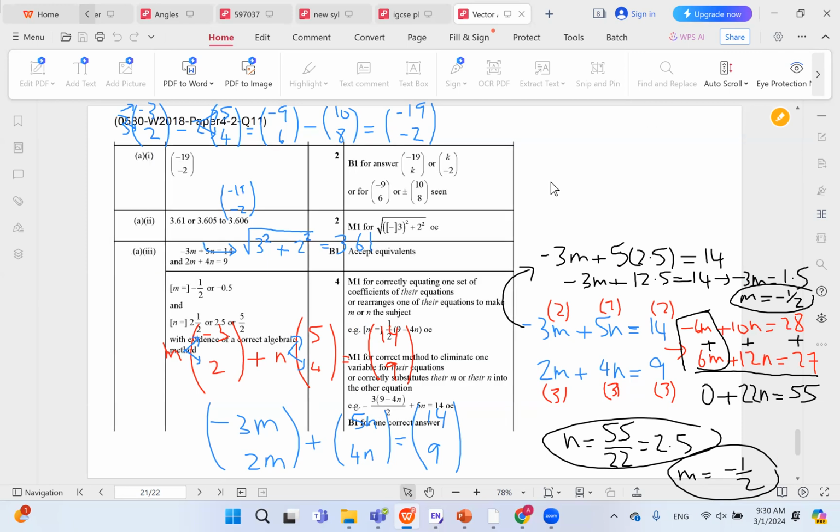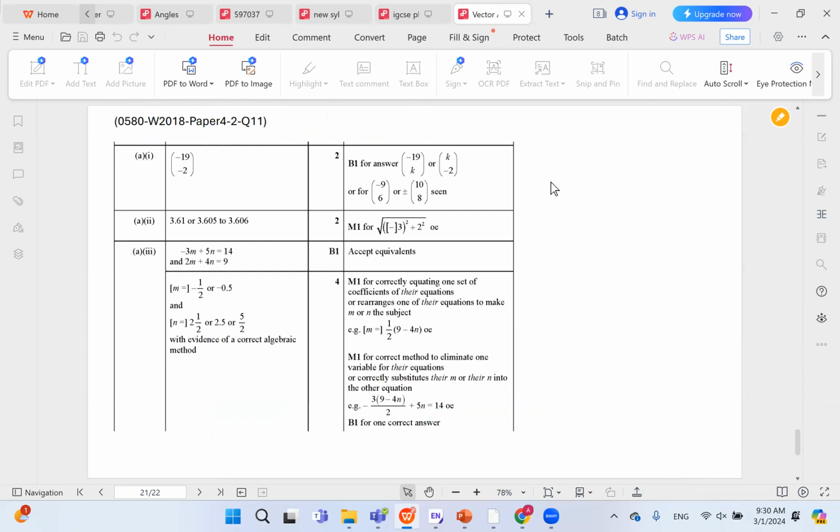So (-19, -2) is correct for I. 3.61 is correct for double I. And for triple I, m is negative half and n is 2.5. This is also correct.